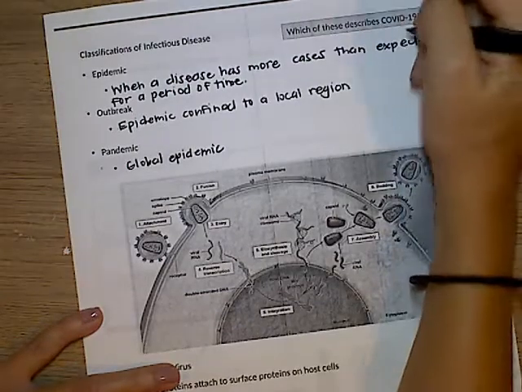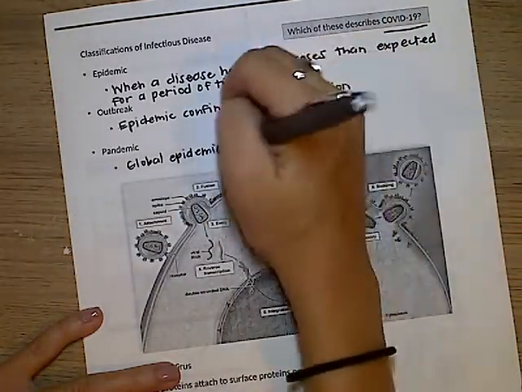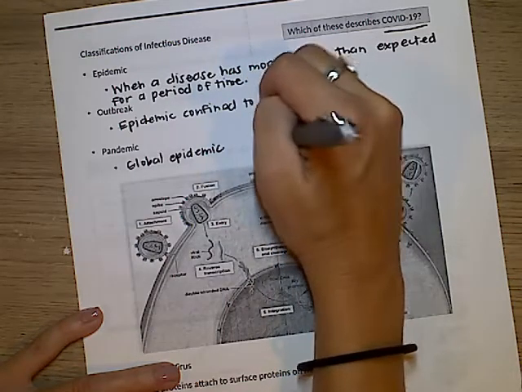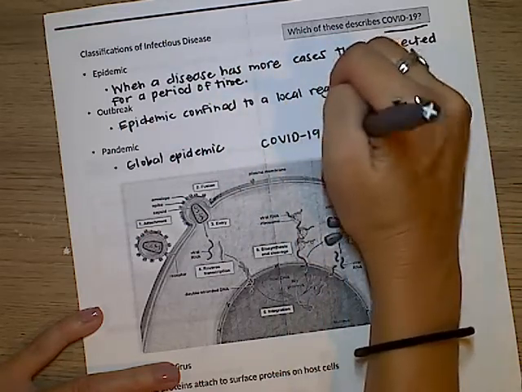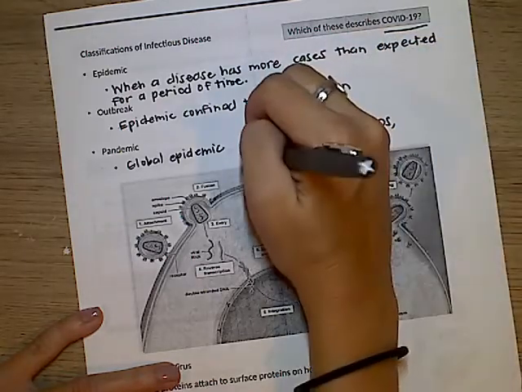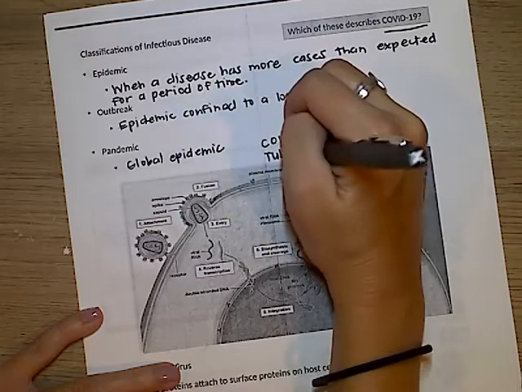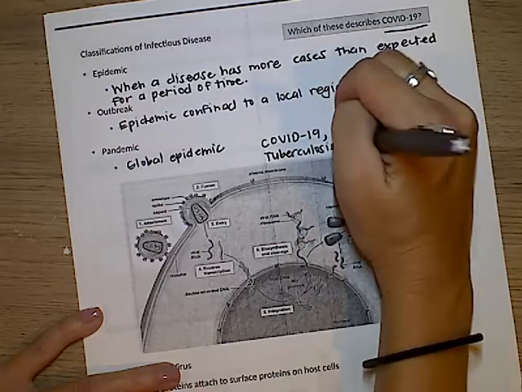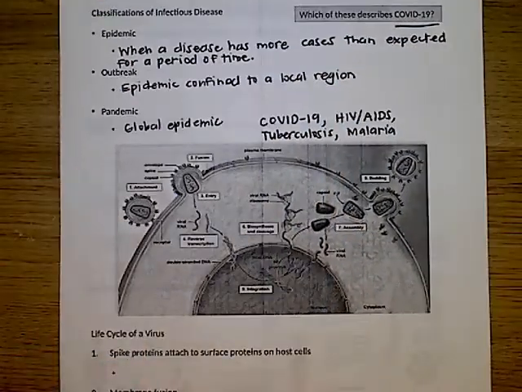So, which one of these describes COVID-19? That's a pandemic. So, current pandemics that we have as of when this was made is COVID-19, HIV and AIDS, tuberculosis, which is a lung disease, and malaria, which is spread by mosquitoes.